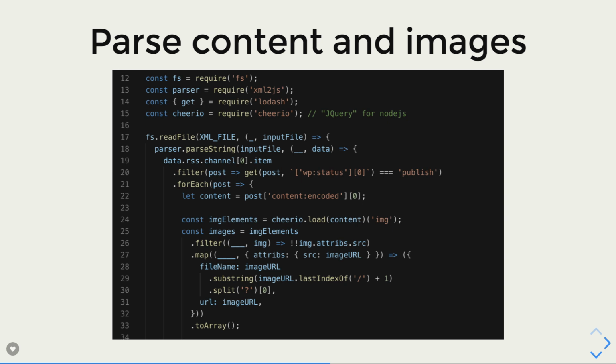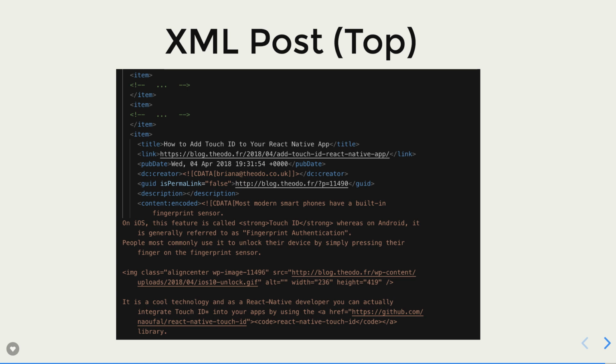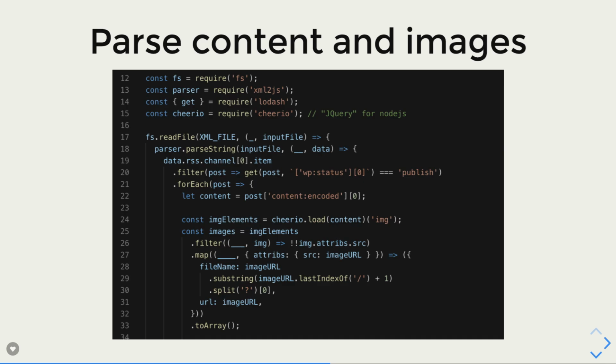And then for all of them, we grab this content encoded. Sorry, this is what I showed you here. So this is that tag. We grab the entire content, it's the HTML of it. And then we want to get a list of all our images. For that, we use this library called Cheerio, which you can think of as Lodash, but for the server. So we pass the content, grab the list of images, and then grab the source attribute here. And also, we construct a file name for the images.